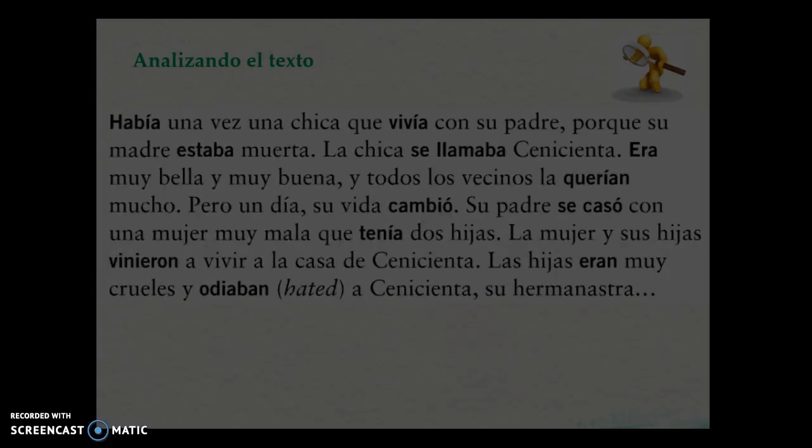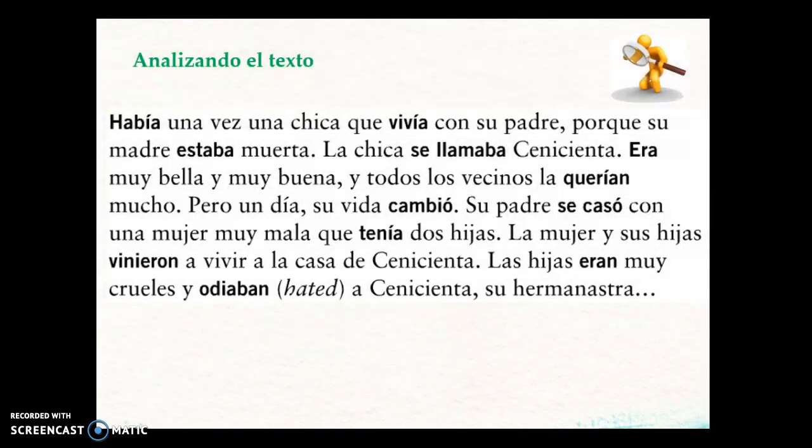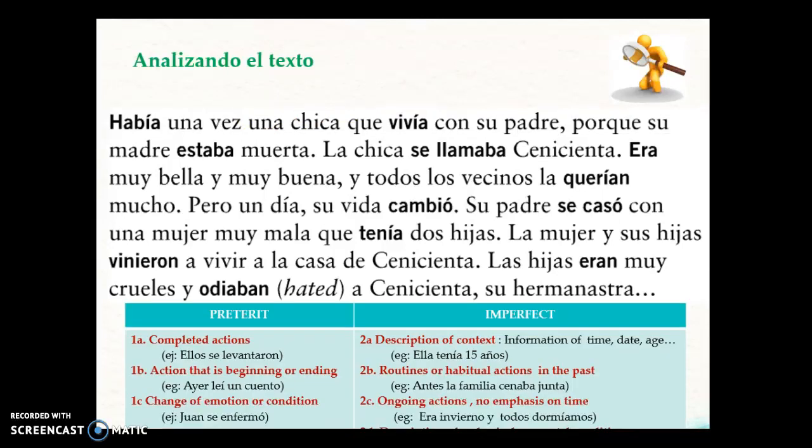So you will be able to think about when we use the pretérito and the imperfect. Here: "Había una vez una chica que vivía con su padre porque su madre estaba muerta." Okay, so here we have the pretérito and the imperfect. Pretérito, as I have been talking about, is for complete actions. It means that we use this for an action that is beginning or ending in the past, and a chain of events or circumstances in the past.